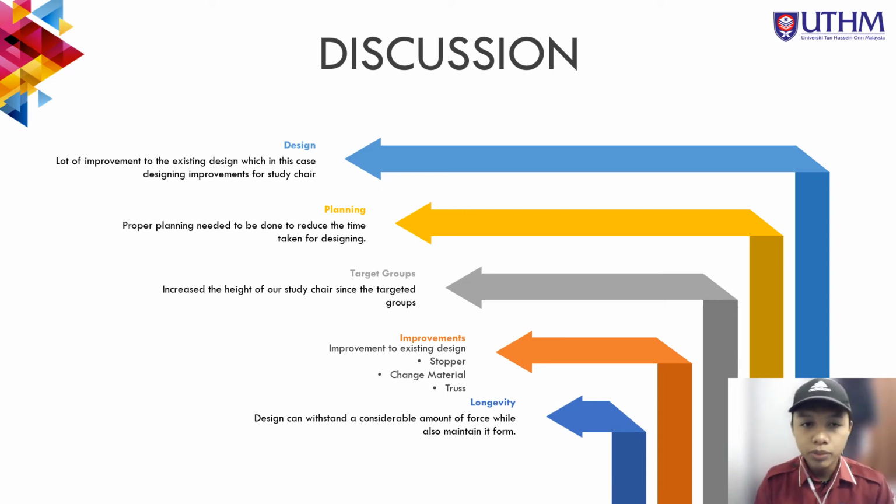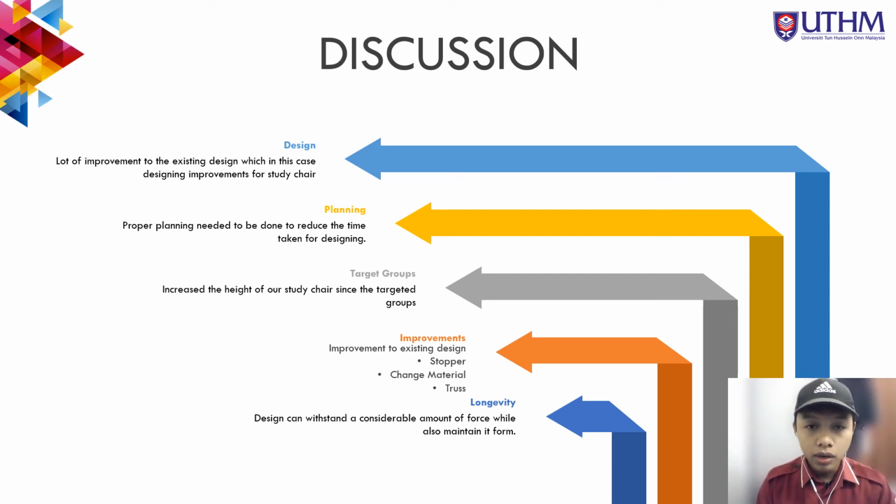So for the discussion part of this project, firstly is about design. A lot of improvements have been added to the existing design, which in this case is the design improvement for the study chair. Secondly, about planning. Since designing generally takes a lot of time, proper planning needs to be done to reduce the time taken for designing, since we can also include design failure and so on.